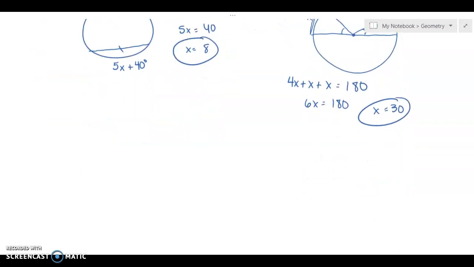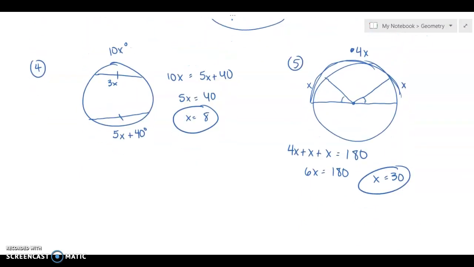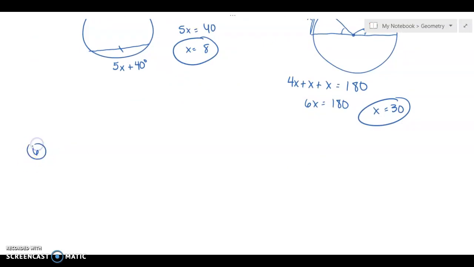Let's see, what else do we have? What number was that? That was 5. Okay, for number 6, the last two problems that I want to do, one of them is going to deal with, let's say that you're given the circumference of a circle is equal to 16 pi centimeters. Okay, and we want to find the diameter.